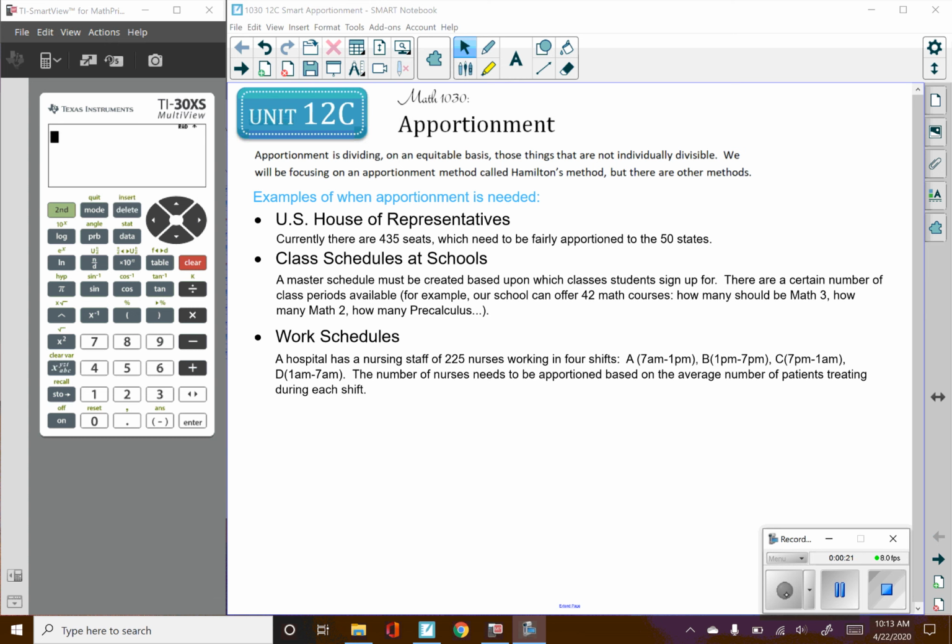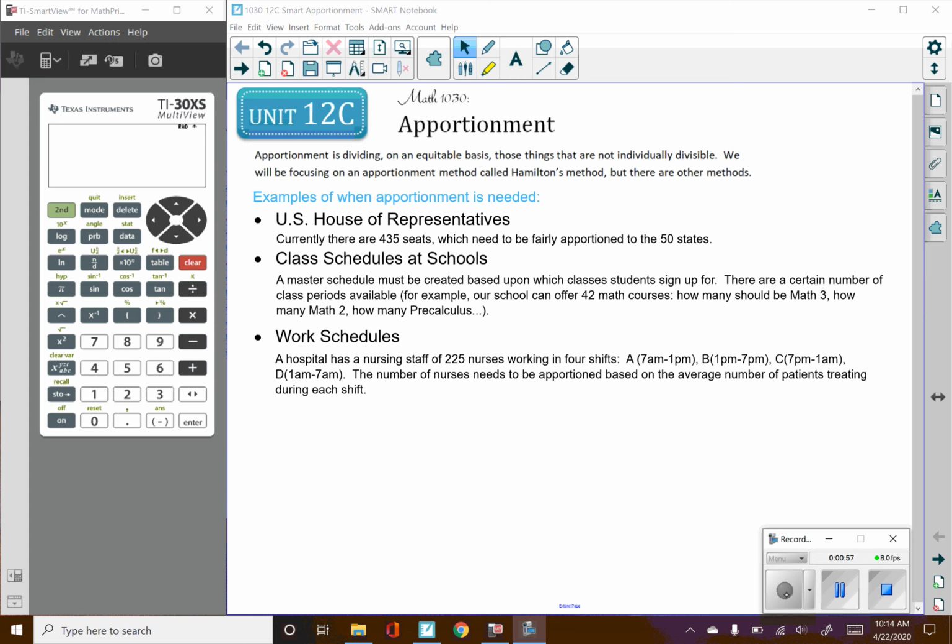Apportionment is when you have to divide on an equitable basis things that are not individually divisible. So for example, in the U.S. House of Representatives, there are 435 seats, and we need to divide those among the 50 states, but we can't divide a seat in half or something. So we have to divide them equitably among the states without being able to have a portion. So you can't just divide it.